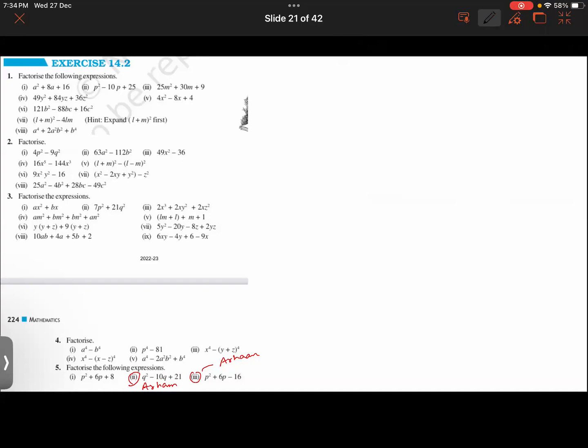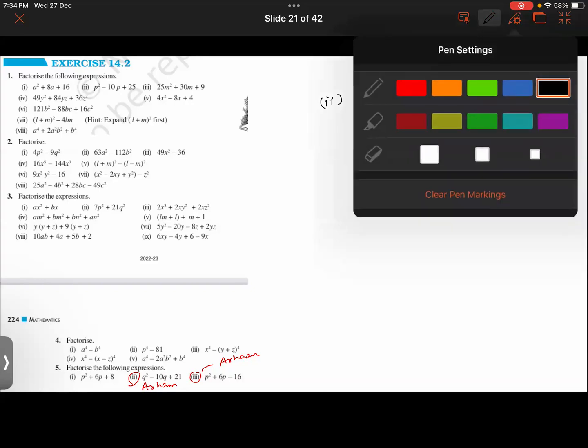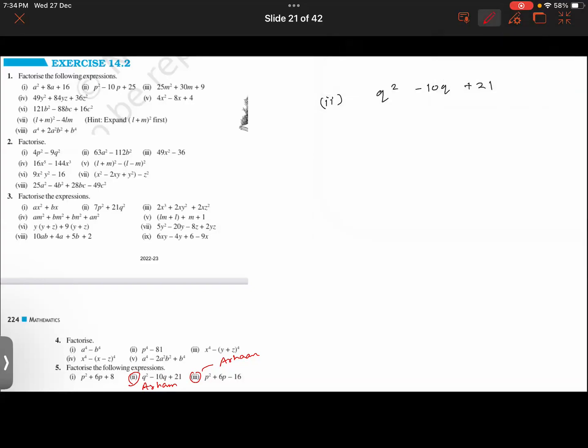Solving question number 2, right? So this question is q square minus 10q plus 21, right? Yes, sir. So see what we can do here. We have to factorize this expression. See q square, see 10q and 21. Is there some changes in it? Are there some changes we can do in the given terms here?